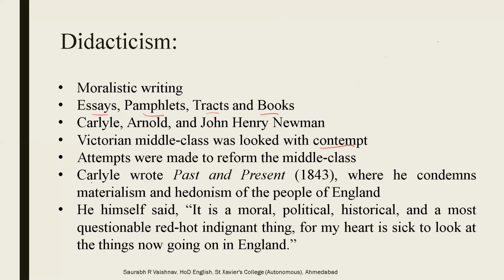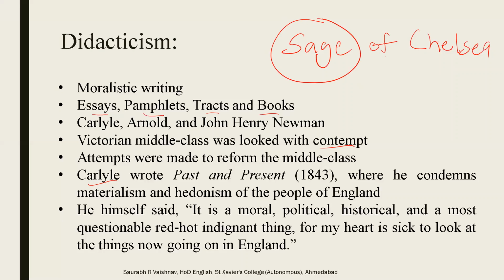Thomas Carlyle, who is also known as the Sage of Chelsea, wrote Past and Present, published in 1843, where he condemns materialism and hedonism of the people of England. Hedonism is the aspect to only look after happiness and pleasures. The pleasure-seeking aspect is hedonism. And he criticized materialism and hedonism in this work, Past and Present, in 1843.